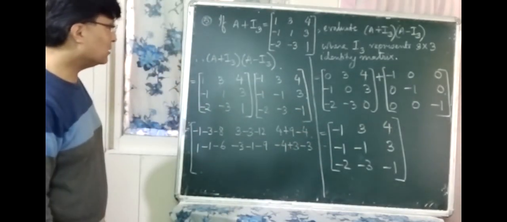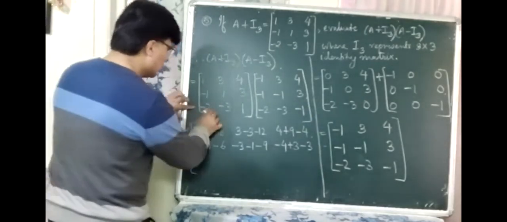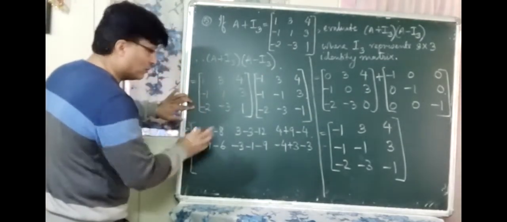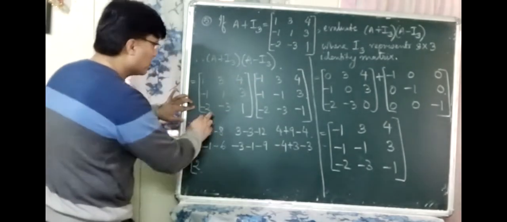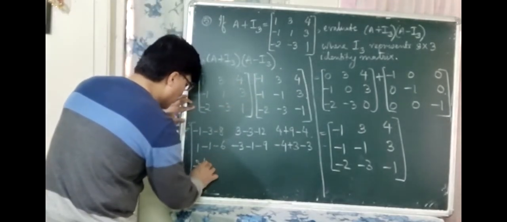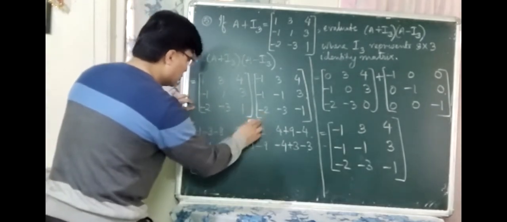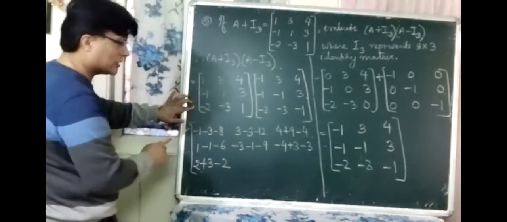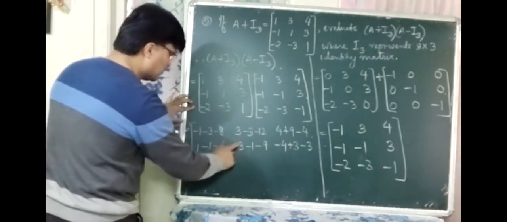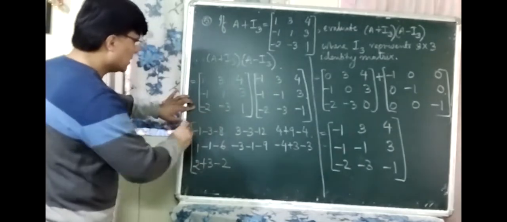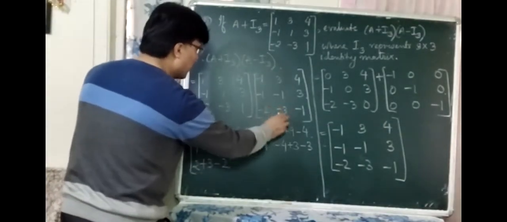Is that clear? Next, this third row should be multiplied by first column. So what do we get? Minus 2 into minus 1 is plus 2, minus 3 into minus 1 is plus 3, 1 into minus 2, that is minus 2. Let us check it once again. Minus into minus plus 2, minus into minus plus 3, plus into minus minus 2, right? Next, this third row should be multiplied by second column.